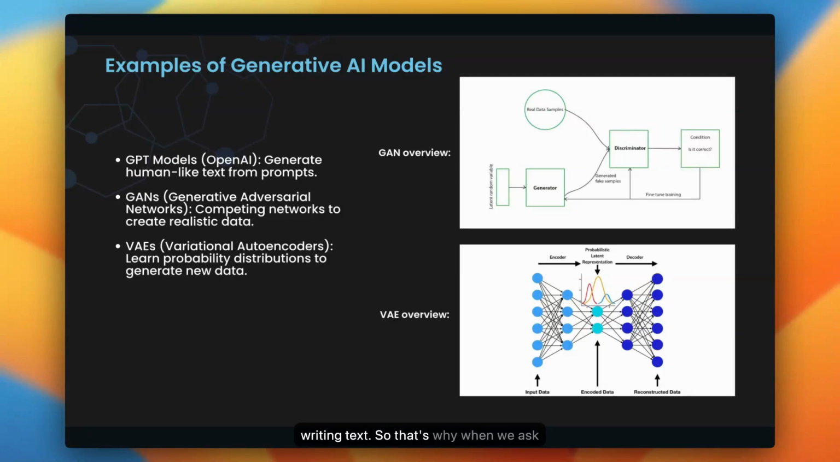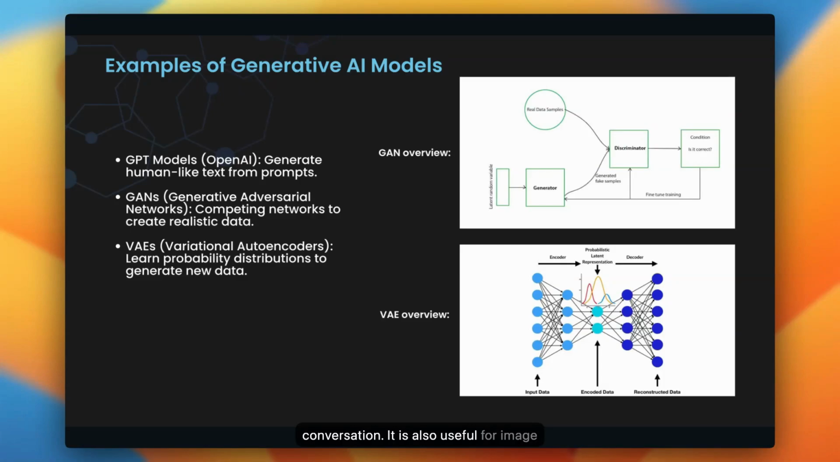So that's why when we ask ChatGPT to create a new poem or compose music, it actually generates some text for us, a new poem or music from already trained data sets. And some applications of generative AI are text generation, so writing articles, composing emails, chatbot conversation.